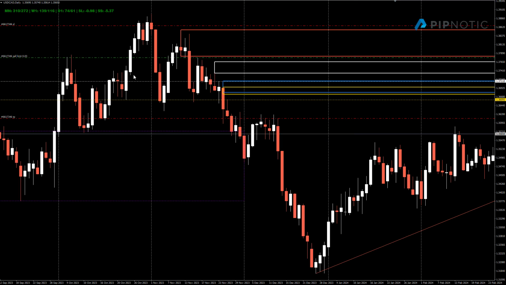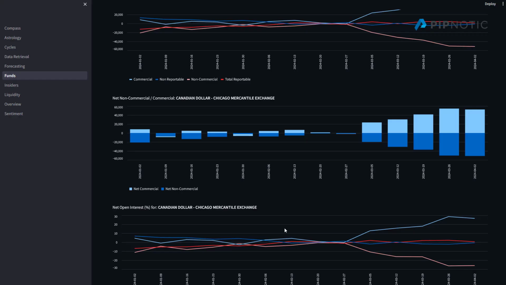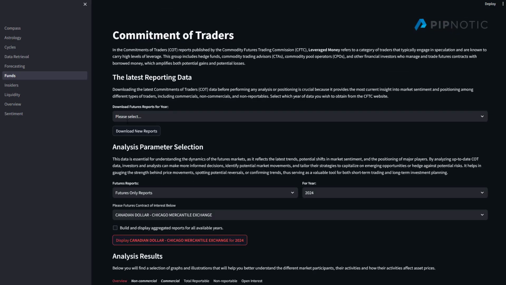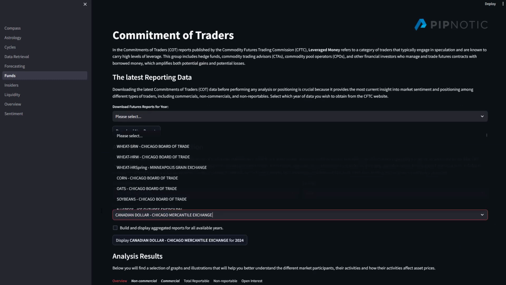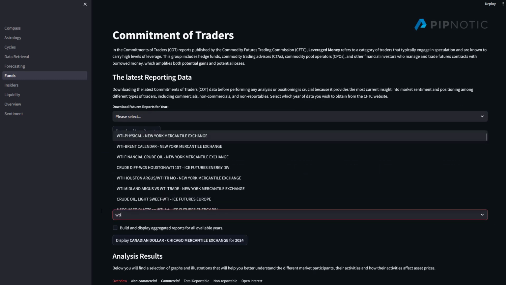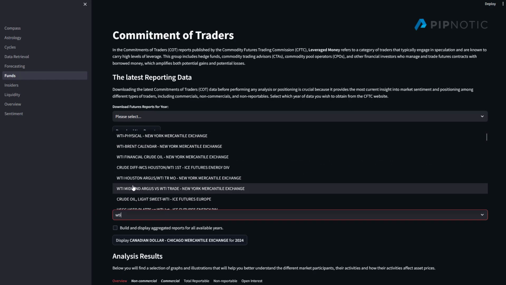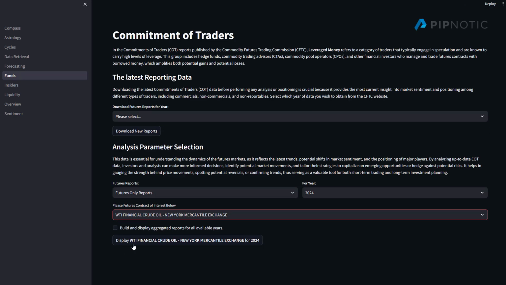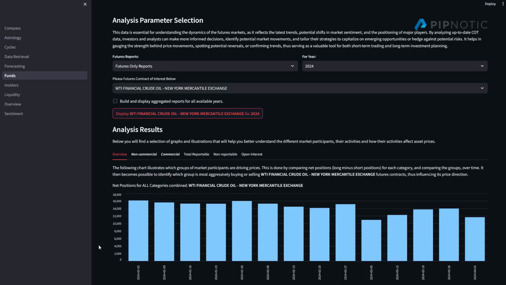Good. Canadian dollar we've already done. Let's look at oil. Had a trade on oil yesterday. Got a nice 100 pips out of that. Let's have a look at West Texas Intermediate. I don't know. Let's grab this one here.